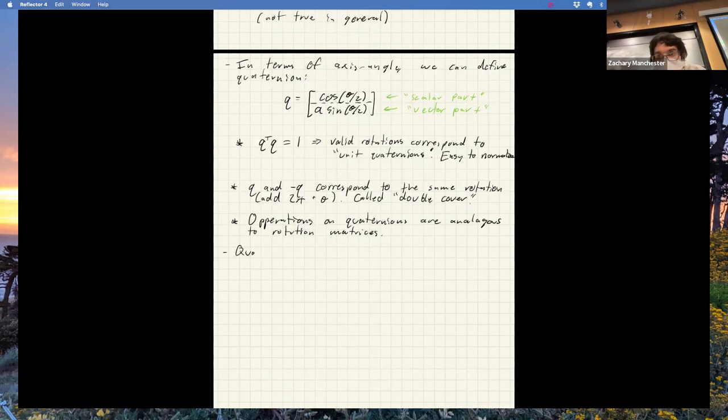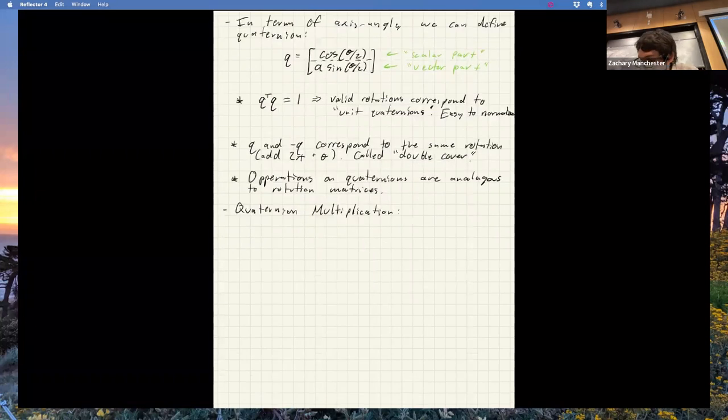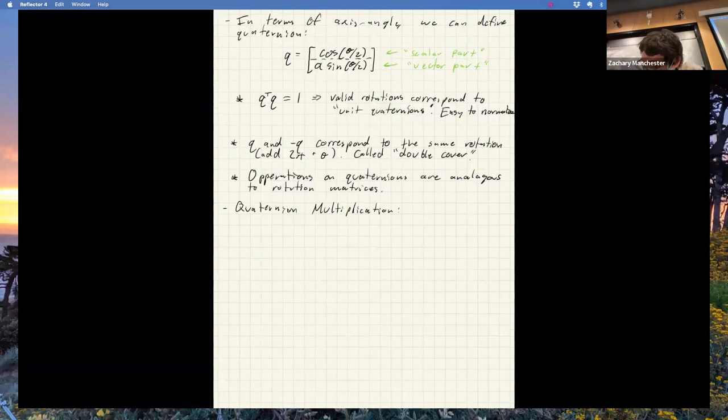Okay, so let's see how much time we got. We got some time. Okay, so we'll do quaternion multiplication. And people write this all kinds of weird ways. I'm going to do a star for this. You'll also see people use the O times symbol for this, which I don't like because it's also the Kronecker product. So whatever. Okay, so if I have 2 quaternions, Q1 times Q2, I'm going to write them in terms of their scalar and vector parts like this.